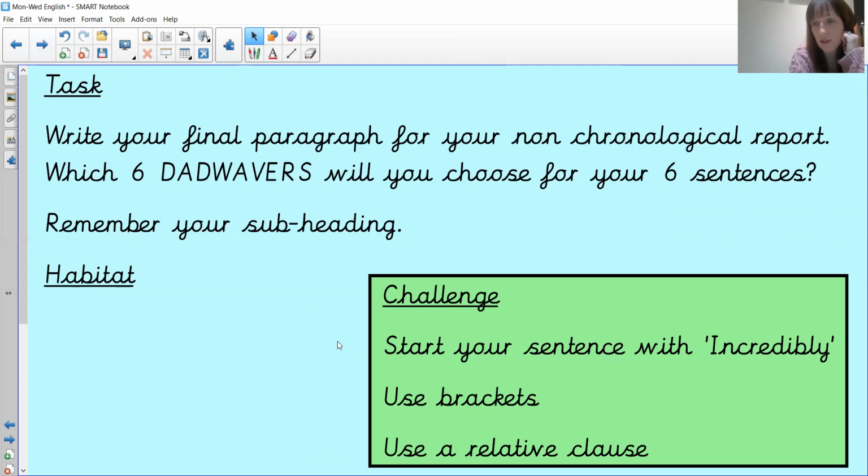And if you would like a further challenge, see if you can start one of your sentences with incredibly. Could you use brackets? Could you use a relative clause? So, of course, you can write more than 6 sentences if you want to, but try and write at least 6 today, okay? So I can't wait to see your finished reports.